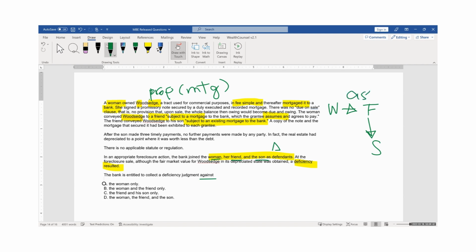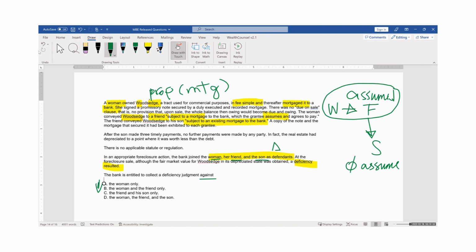We had said the friend assumed the mortgage. The son did not assume. So the woman, as the borrower, will always be on the hook. The friend, since he assumed, will be on the hook. The son did not assume, so the son is not on the hook. So you would be wanting to look for an answer choice that includes the woman and the friend, not the son. And that looks like answer choice B is the answer choice that includes both the woman and the friend.